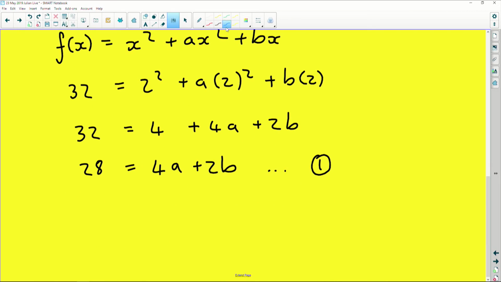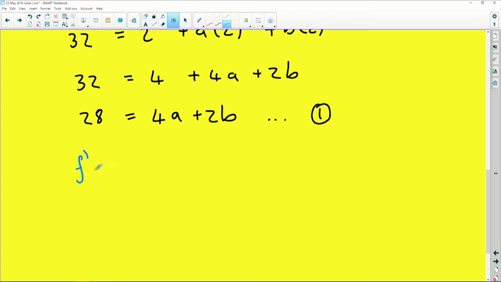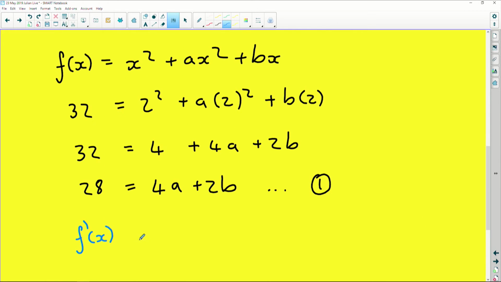So for my other equation, I'm going to find the derivative and equate it to 0, because it is a stationary point that I'm looking for. So if I have to find that, let's move my color now. Now I can use B. So if I have to find f prime of x, using my differentiation rules, it is going to be equal to 2x plus 2ax plus b.